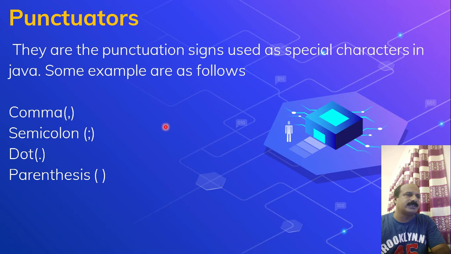Now punctuators or separators. In some books it's written separators. They are the punctuation signs used as special characters in Java. See the example: comma, semicolon, dot, parenthesis, etc. These all have their own function, but you don't have to learn much about this year. We will be discussing these punctuators next year only.